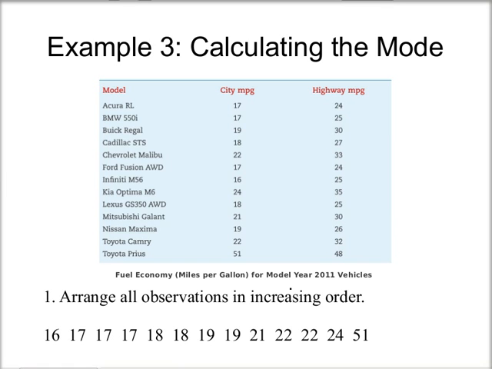And now I'm looking for the one that I see most often, so I'm just going to count how many times I see each of these. I've got 1 16, 3 17s, 2 18s, 2 19s, 1 21, 2 22s, 1 24, and 1 51. So the biggest number I see here is 3. So the value that occurs most often is 17. So my mode is equal to 17 miles per gallon. So that was pretty easy to find.